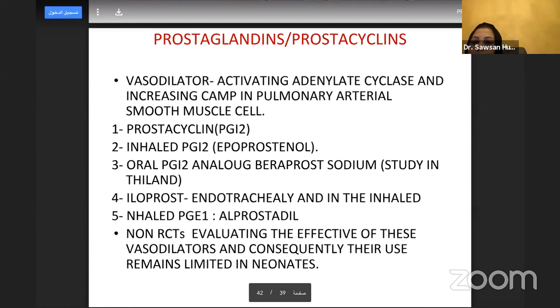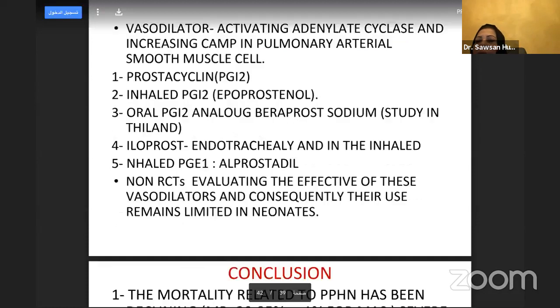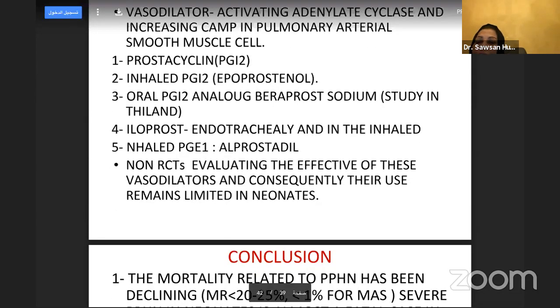Other drugs still under study are prostaglandins and prostacyclins, vasodilators activating adenylate cyclase and increasing cyclic AMP in pulmonary arterial smooth muscle cells. Prostacyclin, inhaled epoprostenol, and other medications like inhaled PGE1. There are no RCTs yet evaluating the effect of these vasodilators and their use in the neonatal period. So we still need a lot of studies for these new medications.